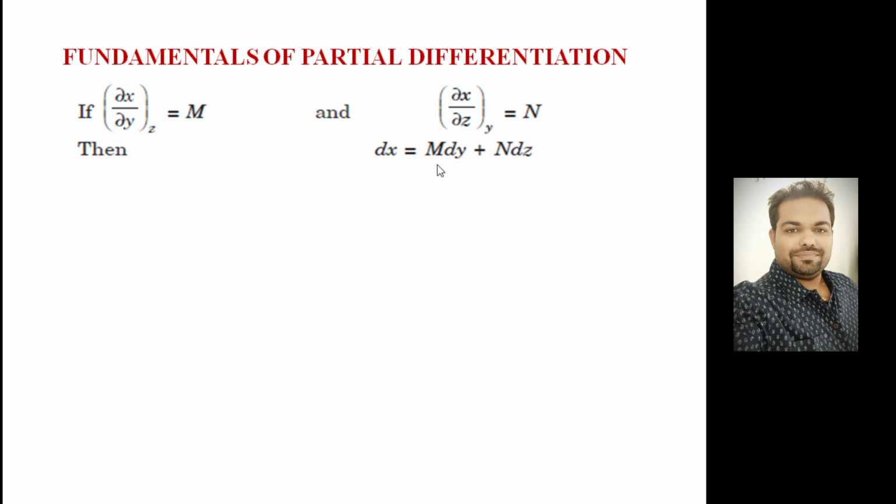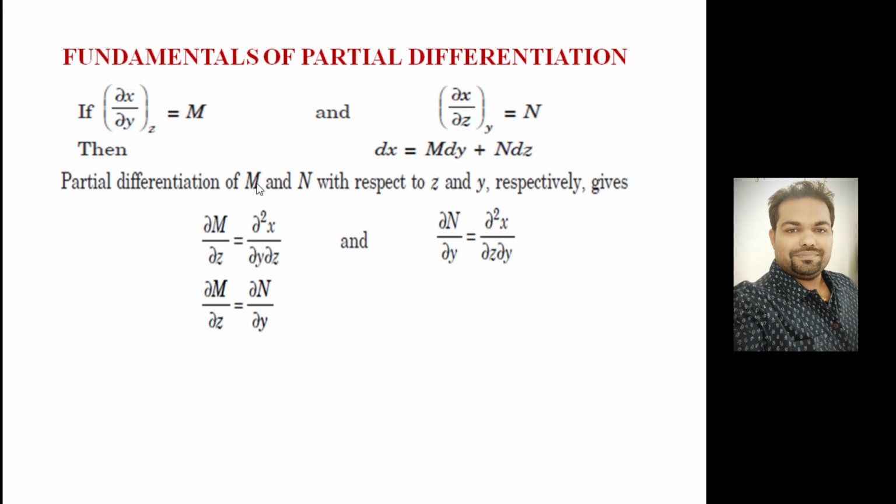Now if I differentiate M with respect to z, keeping y constant, and differentiate N with respect to y, keeping z constant, and these two are the same, then I can say the given equation is an exact differential. If they are not equal, then it is not an exact differential. So differentiating M with respect to z, keeping y constant, ∂M/∂z can be written as ∂²x/∂y∂z.